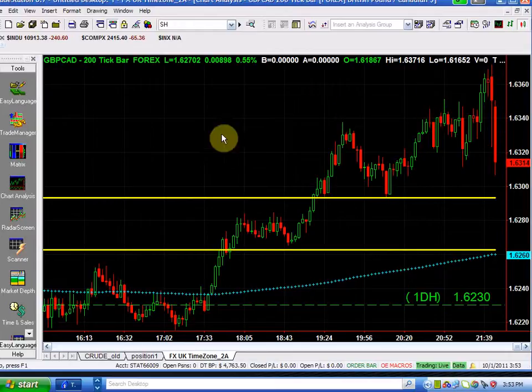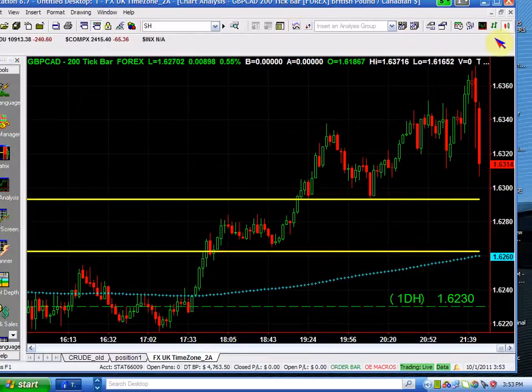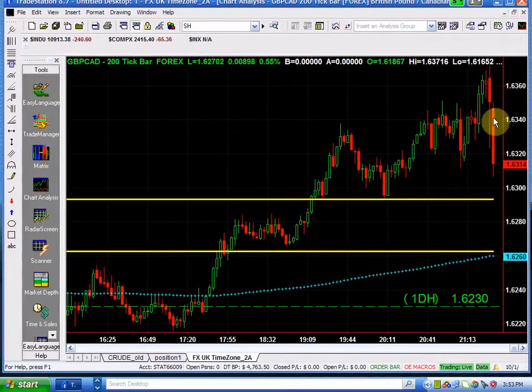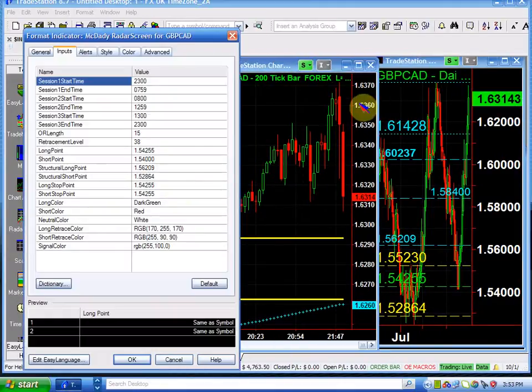So probably it's going to open somewhere around the 163.40 area, somewhere around here. So we can buy it above 163.40. We want to buy it somewhere around here. So we're going to buy it above 163.40. And my structure long is the 163.85.